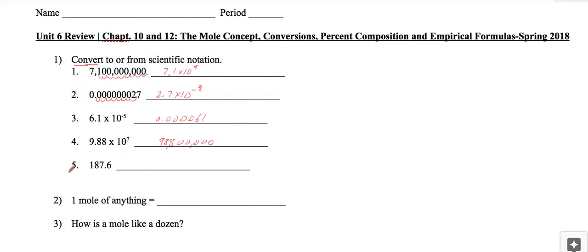Now this one here really wouldn't be expressed in scientific notation, but if we wanted to, it would be 1.876 times 10 to the second. Just moving the decimal two places to the left, so times 10 to the second. But if we have a value like this, it doesn't really make sense to express it in scientific notation. 1 mole of anything is going to equal two different things, 6.022 times 10 to the 23rd, or a mass from the periodic table. And that's the average atomic mass.